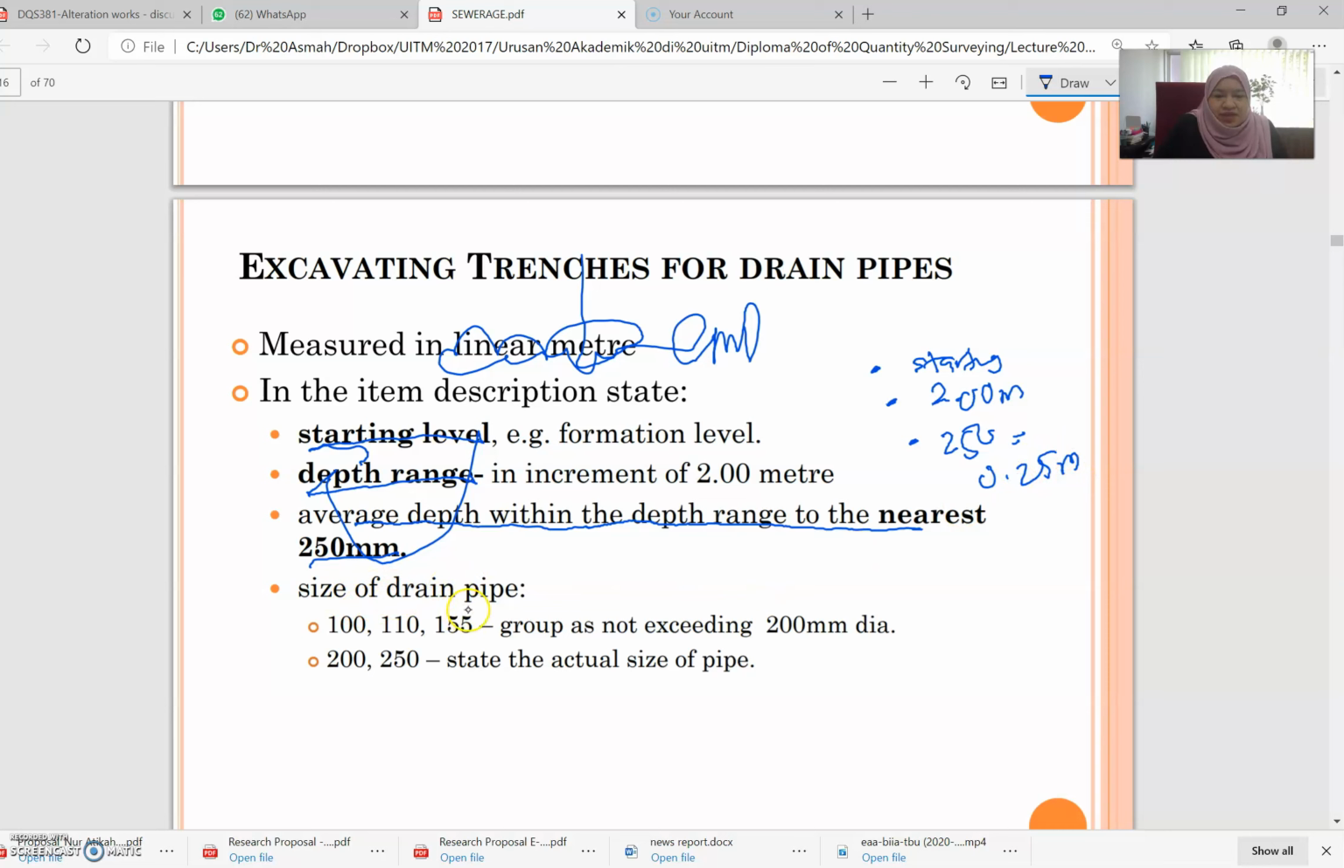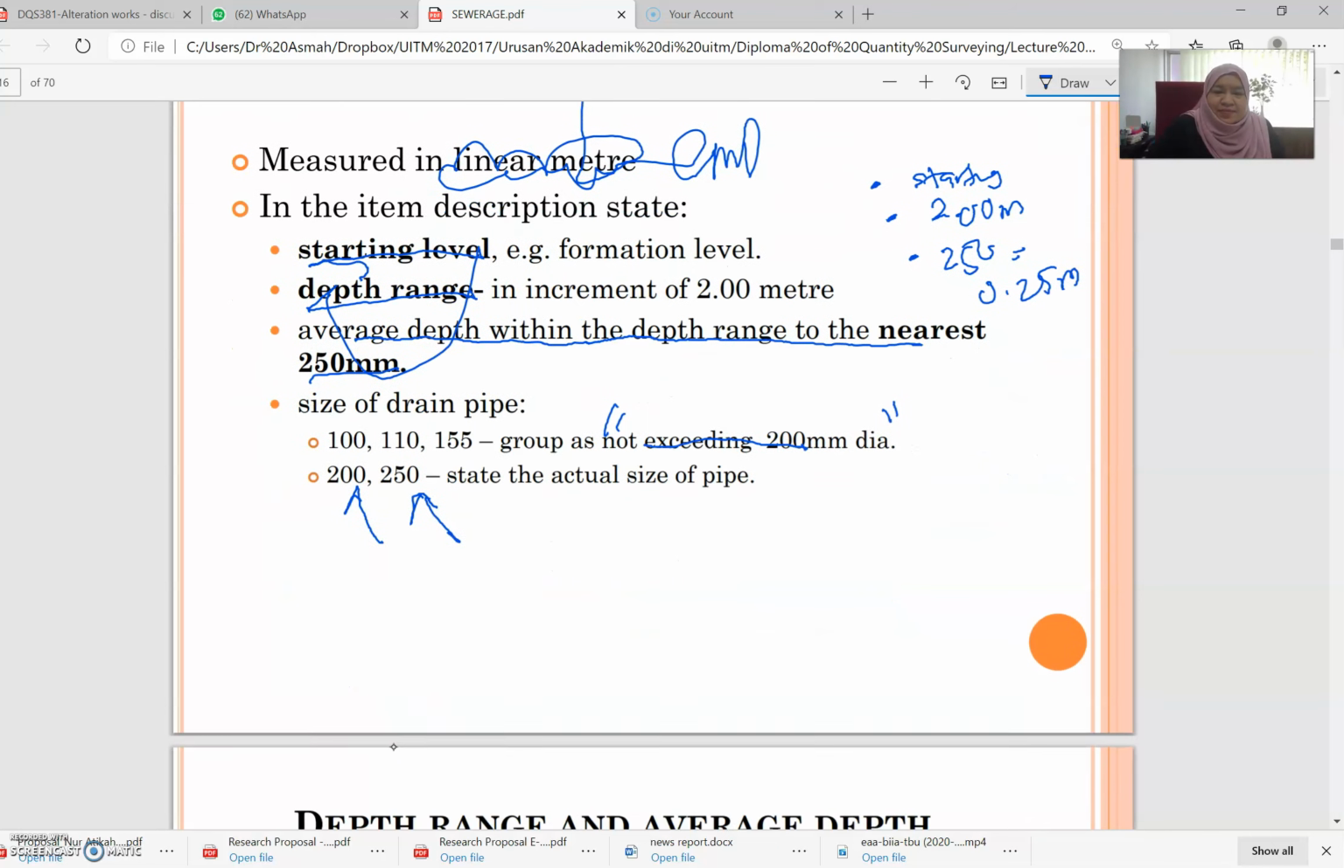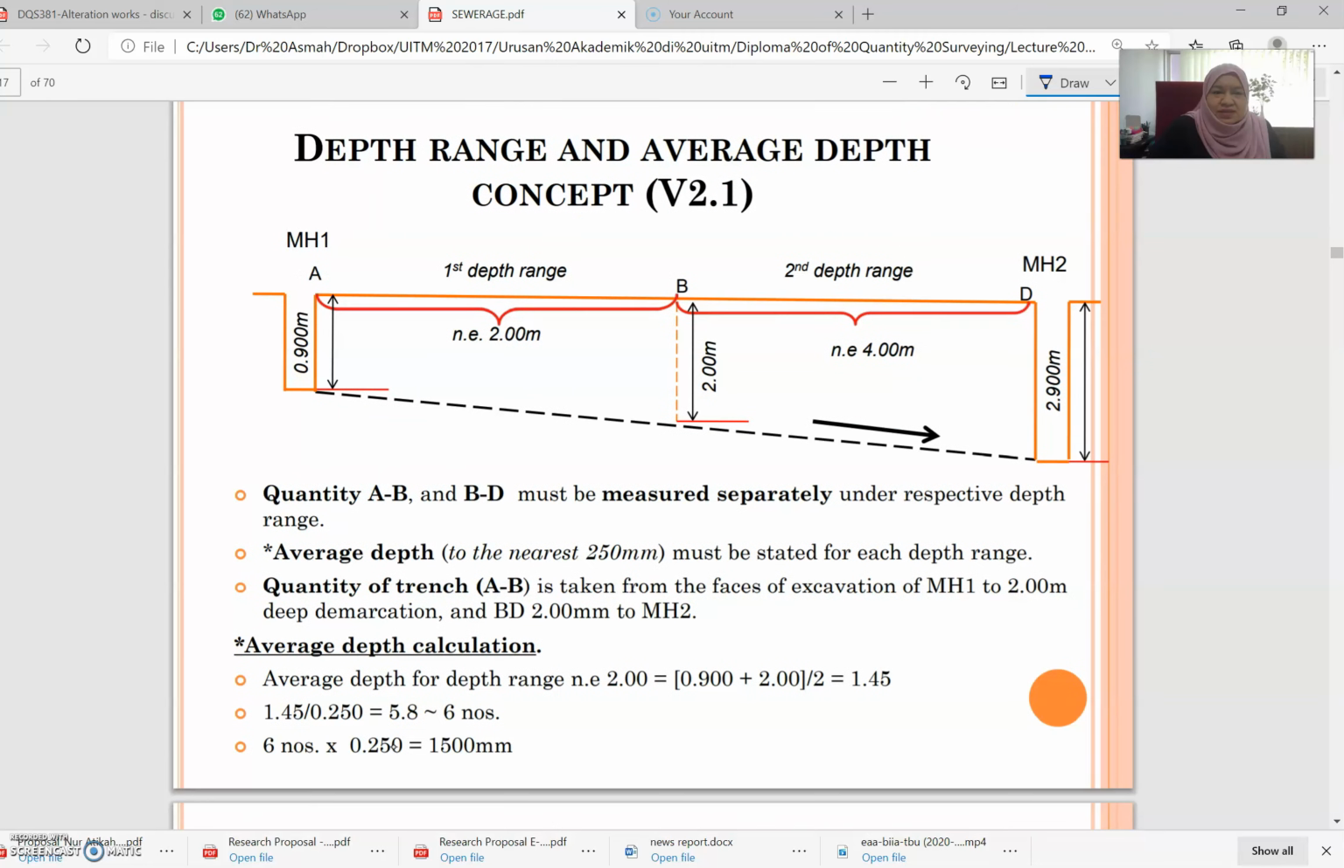The size of the drain depends. If you have a pipe that is less than 200 mm, it will be grouped together as not exceeding 200 mm diameter pipes. But if you have more than 200, it has to be stated as actual. If you have 300, then it should be 300. So this is the depth range and average depth.